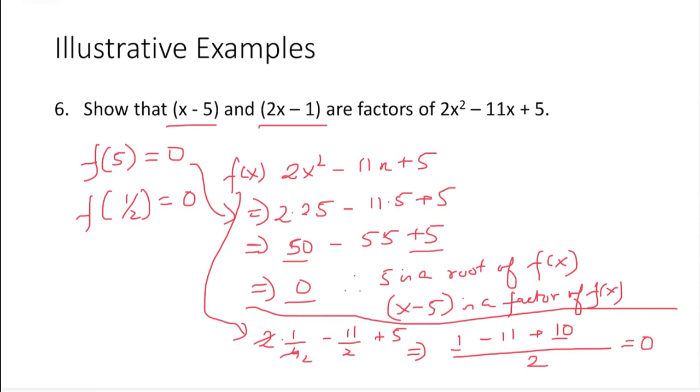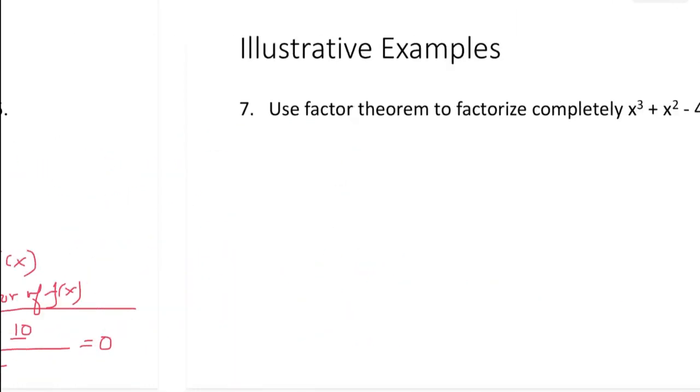So f of half is equal to 0. So from here we can conclude that half is a root of f(x), and x minus half is a factor of f(x), right? Okay, so I hope this example is also clear to you guys. So let's move on to the next question.